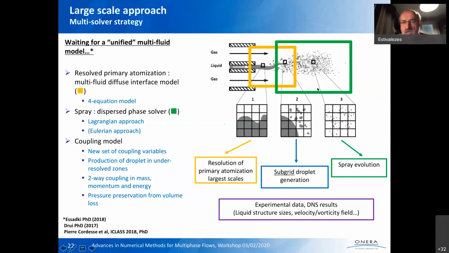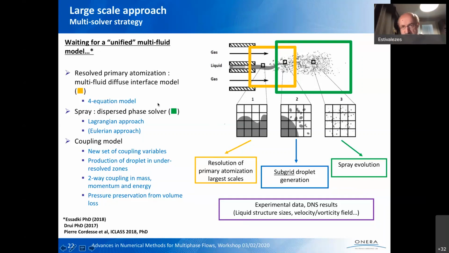So the idea is to split into different zones. The zone near the injection system will have quite high resolution, to be able to capture at least the flapping, the main primary instability, which then gives birth to the formation of ligaments and breakup by this multi-fluid diffuse interface approach.